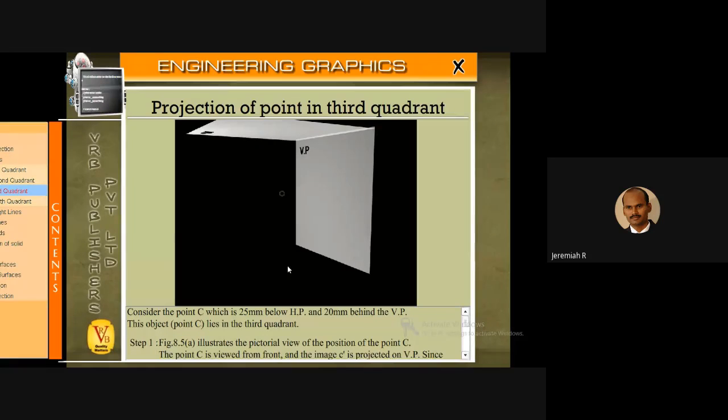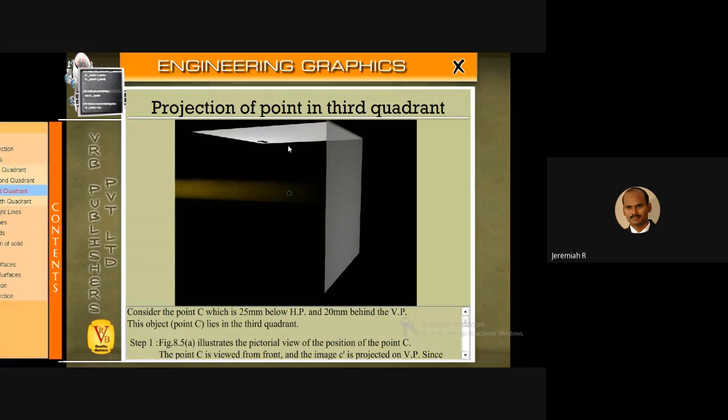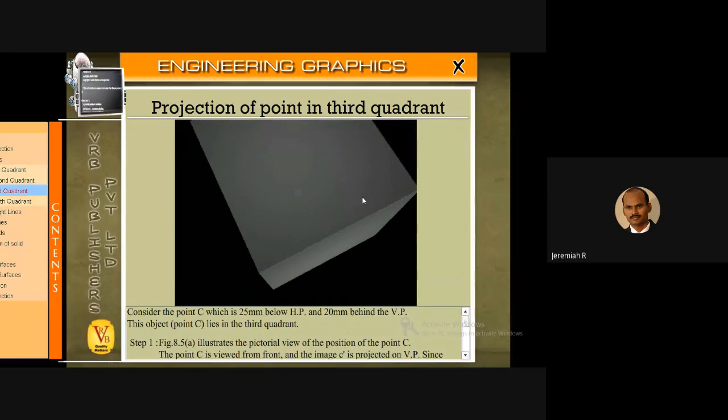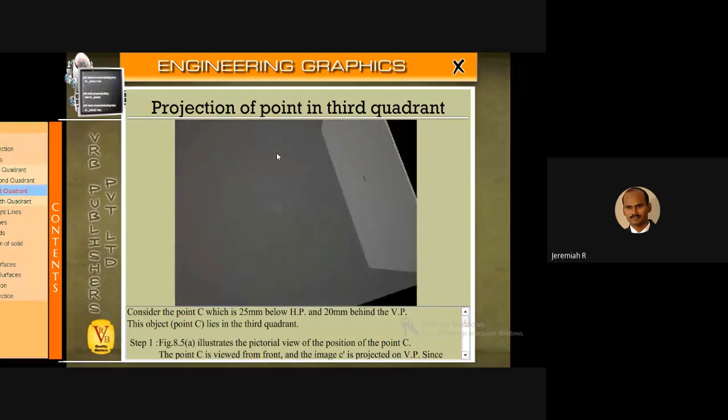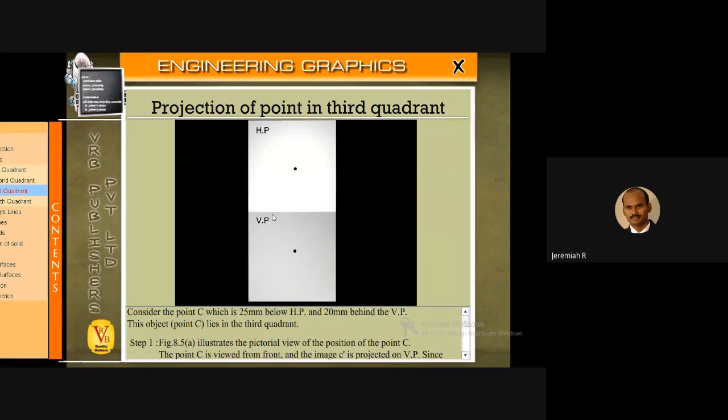When you see from here, the observer is here, you will get a point here. This is a front view. The observer sees from here, and this is a top view. You will get a top view here. Always this HP you have to rotate in clockwise direction.